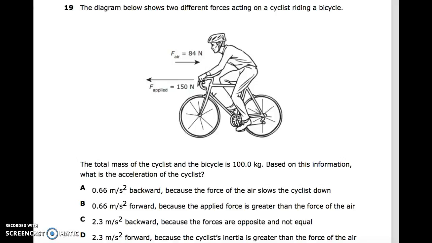A, 0.66 meters per second squared backward, because the force of the air slows the cyclist down. B, 0.66 meters per second squared forward, because the applied force is greater than the force of the air. C, 2.3 meters per second squared backward, because the forces are opposite and not equal. D, 2.3 meters per second squared forward, because the cyclist's inertia is greater than the force of the air.